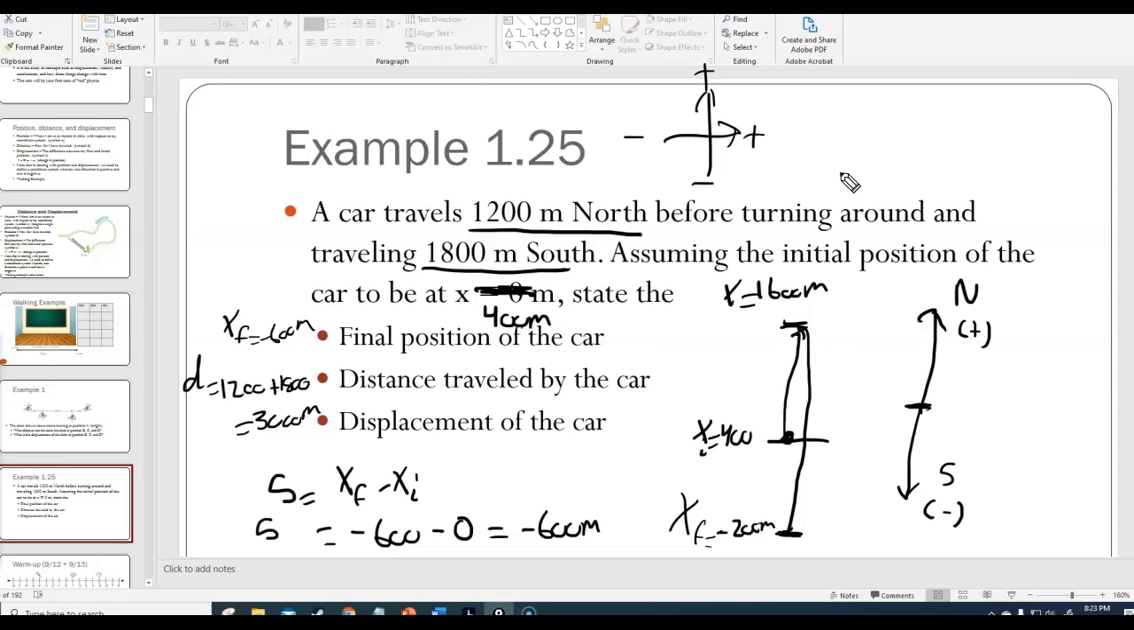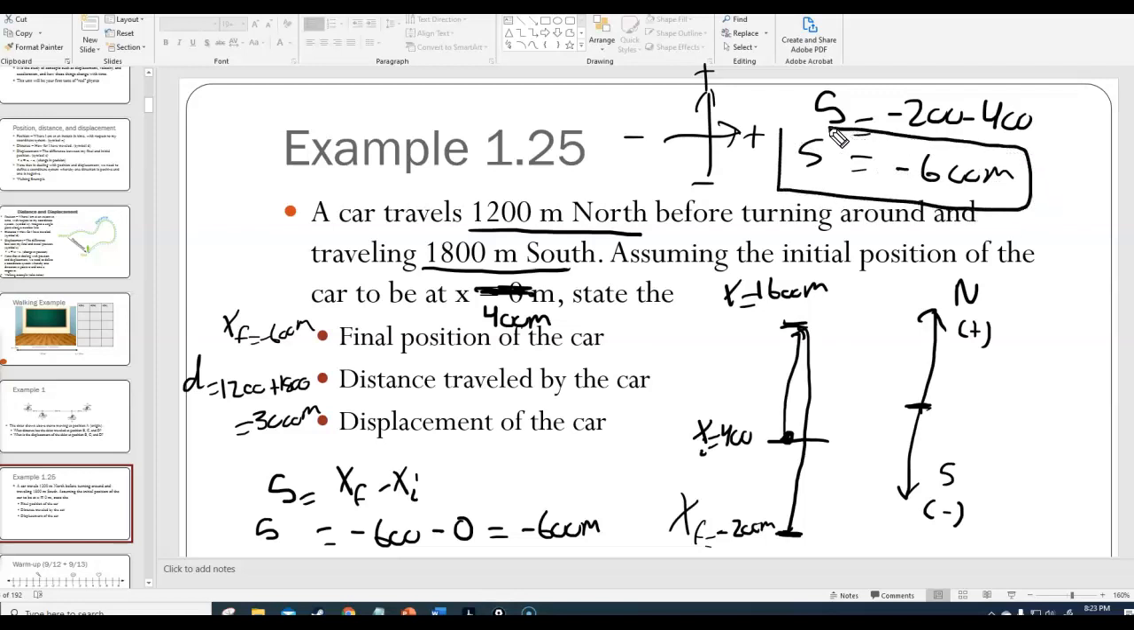What is my distance? Well, my distance hasn't changed. Okay, I still went forward 1,200 and back 1,800. That's still a distance of 3,000. What about my displacement? Well, my final position is now negative 200 minus my initial position of 400. And look, that gives me a displacement of negative 600 meters. Okay, and so by changing my coordinate system or shifting where I started, that didn't really change anything from a physics perspective.